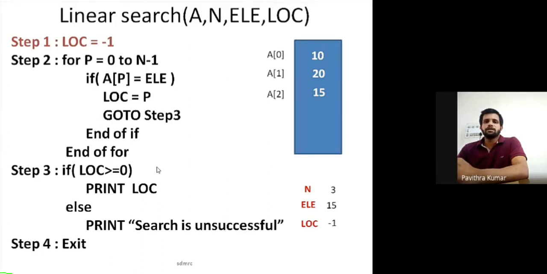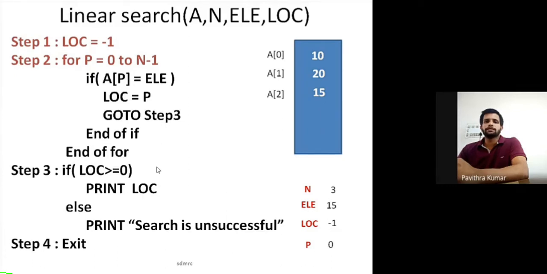Then I'm going to come to step number 2. For loop, p is equal to 0 to n-1. Initially, I will initialize the variable p with the value 0. So p is equal to 0. I'm getting inside the for loop.